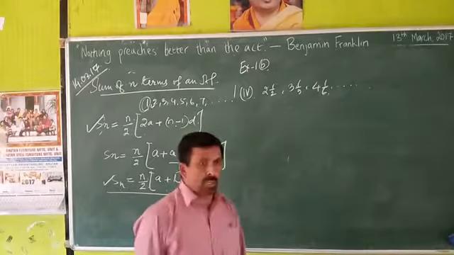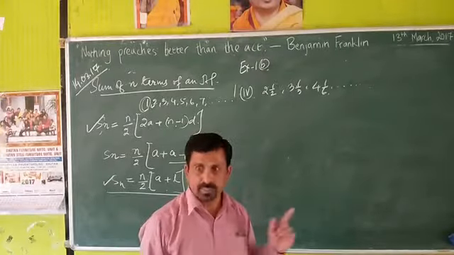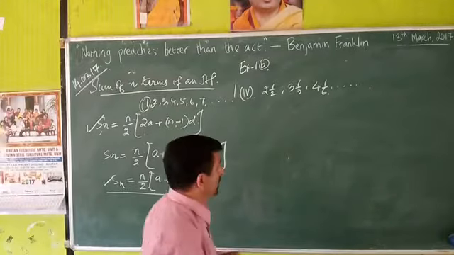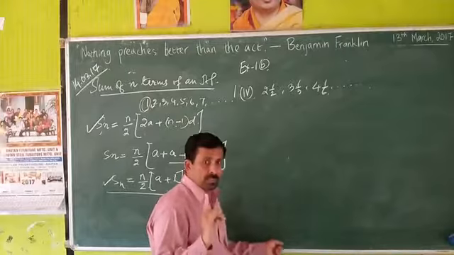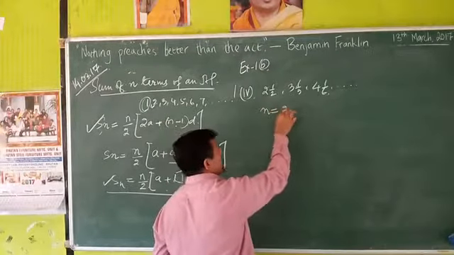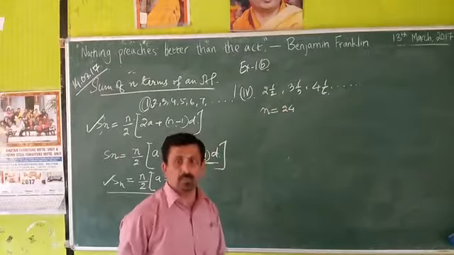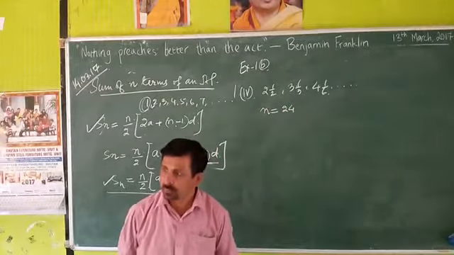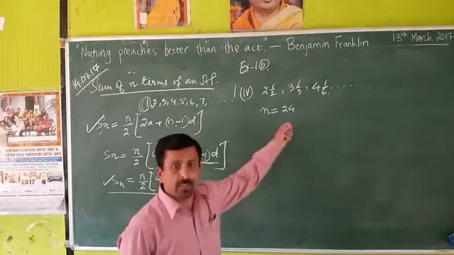We are going to calculate the sum of the first 24 terms of this series. Since we are going to find the sum of the first 24 terms, the value of n is 24. Because we are going to find the sum of how many terms? 24 terms. So that is the value of your n, and that's why I wrote n as 24.